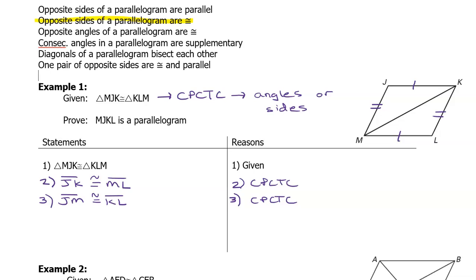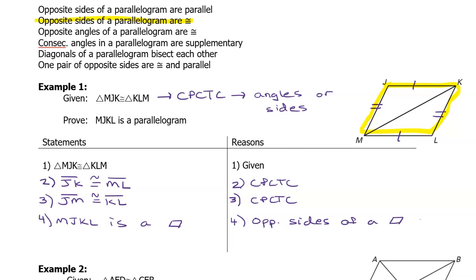So now, if I look at this entire parallelogram here, we already have enough information to prove that it is, in fact, a parallelogram because their opposite sides are congruent. So here we could say that MJKL is a parallelogram, and the reason would be opposite sides of a parallelogram are congruent. And that's it.